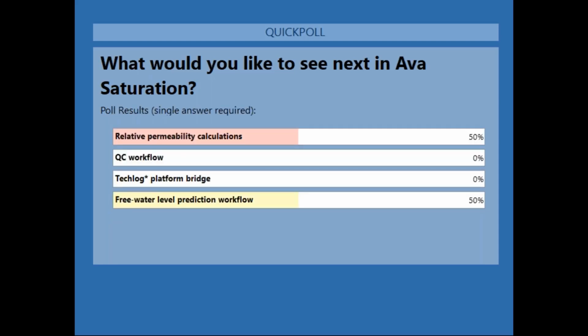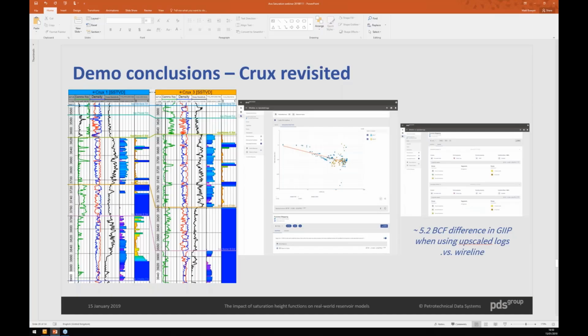So not everyone voted in this poll, but of those who did vote, it's a 50-50 split between users wanting to see relative permeability calculations and a free water level prediction workflow. Excellent. Well, thank you everybody for the feedback there.